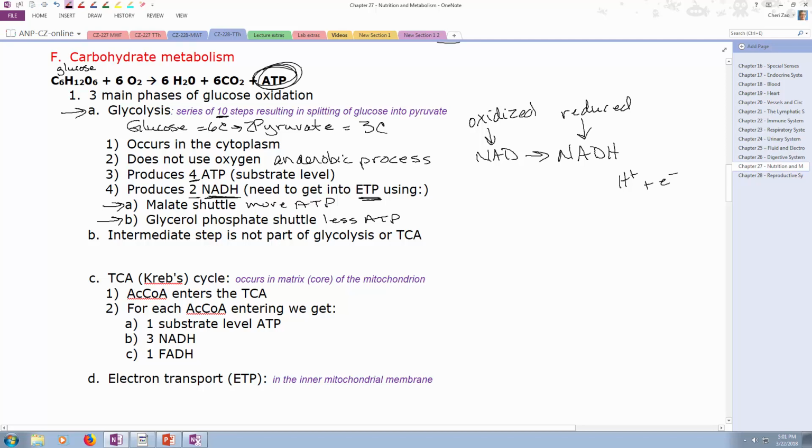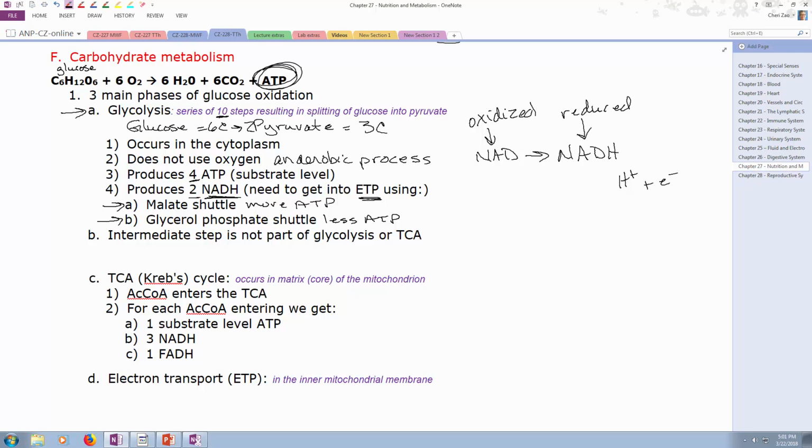So the malate shuttle, if we put our NADHs inside the mitochondria via the malate shuttle, we'll end up with more ATP than if we put our NADHs in via the glycerol P shuttle. And what's important here is that you realize a mitochondria will have one of the two shuttles. It doesn't have both. It has one of the two, and a cell will only have mitochondria that has only one kind of shuttle.